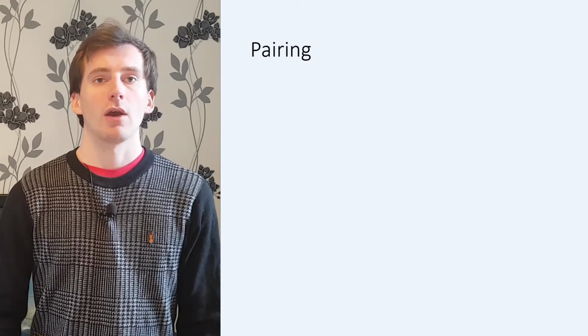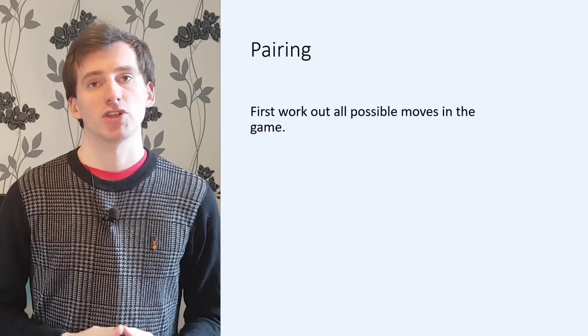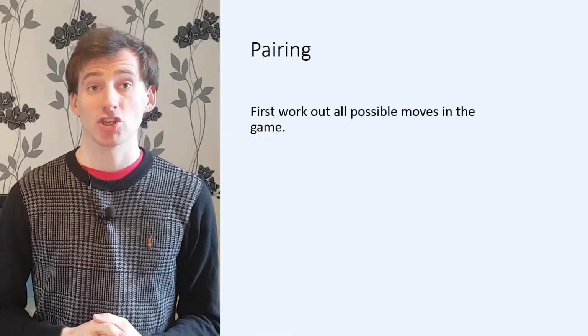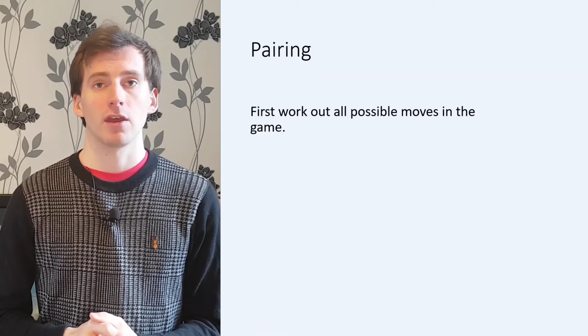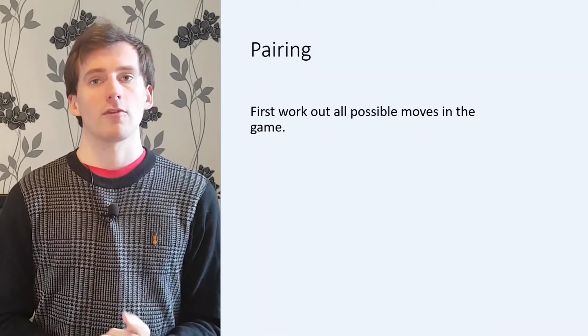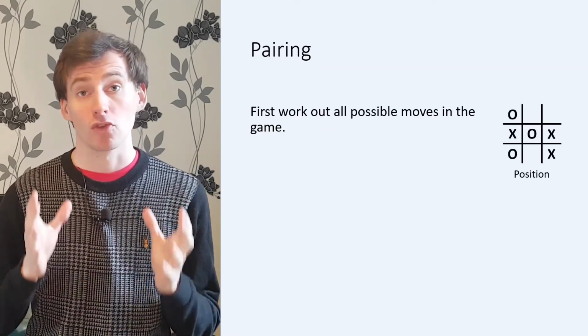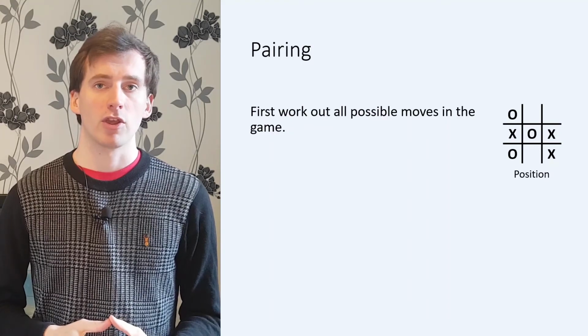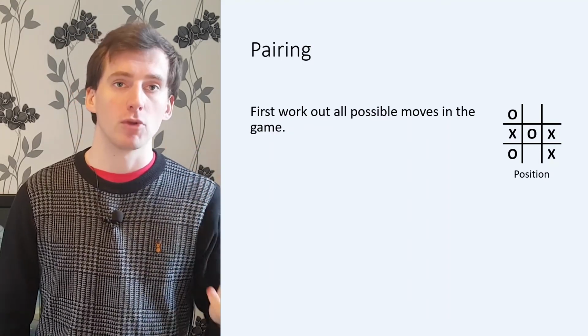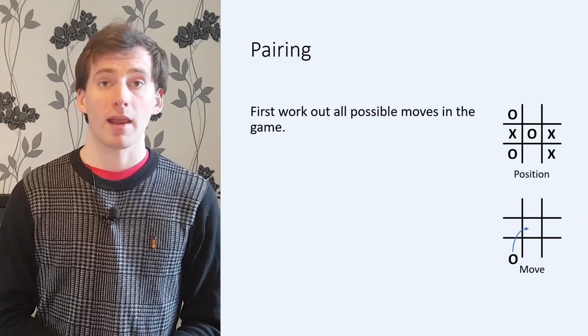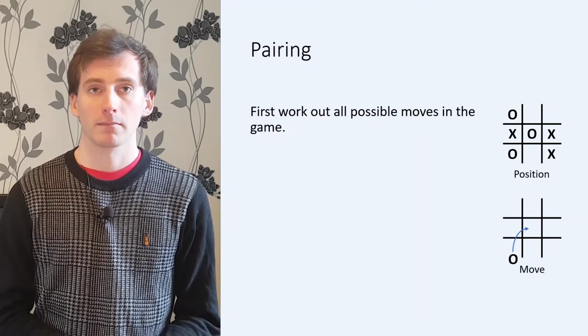First, we want to work out all the possible moves which can be made. Note that this is not the same as the positions that we were looking at in previous videos. In Noughts and Crosses, for example, the positions are all possible configurations of noughts and crosses in the 3x3 grid, while the possible moves correspond to the 9 squares in the grid where a player might place their mark.